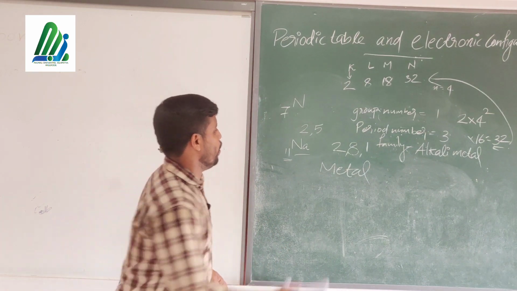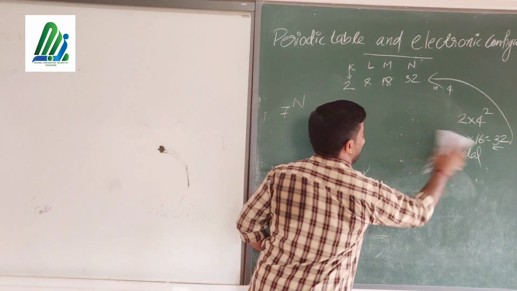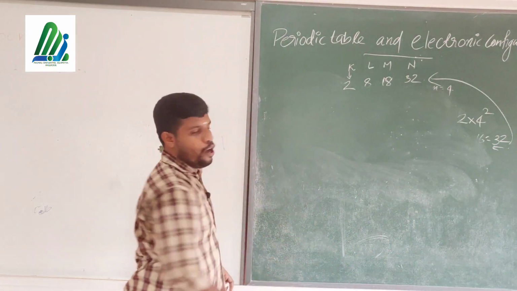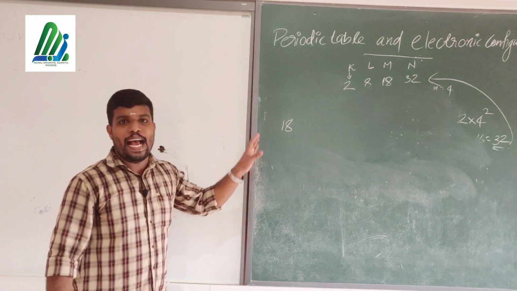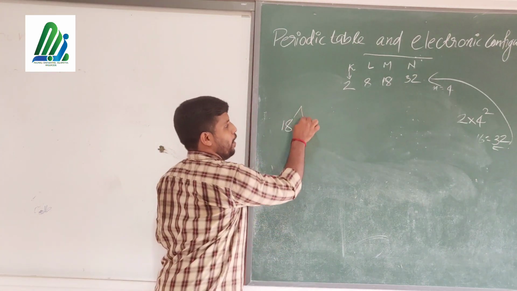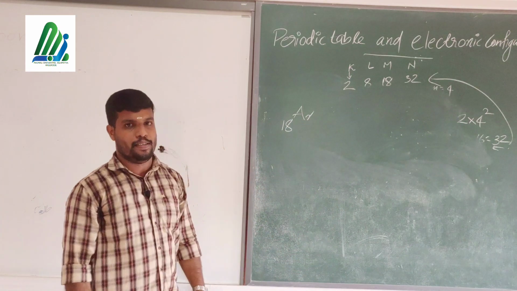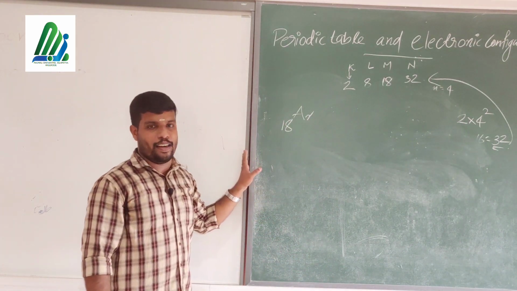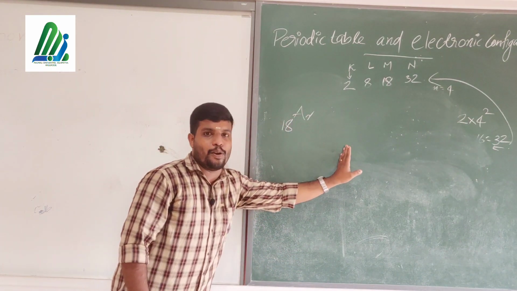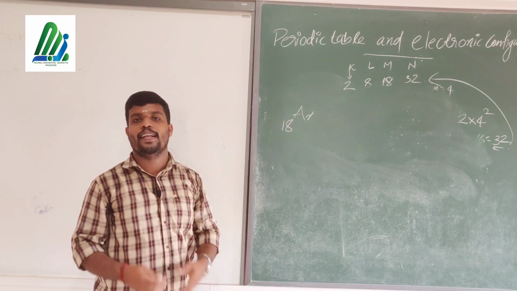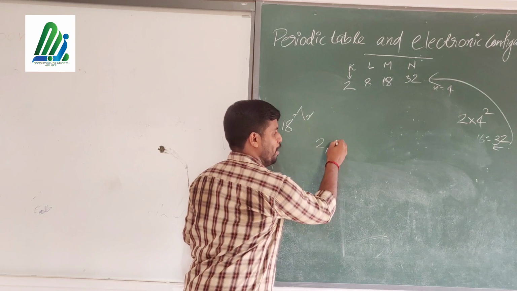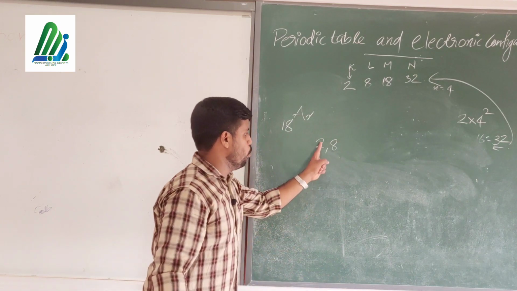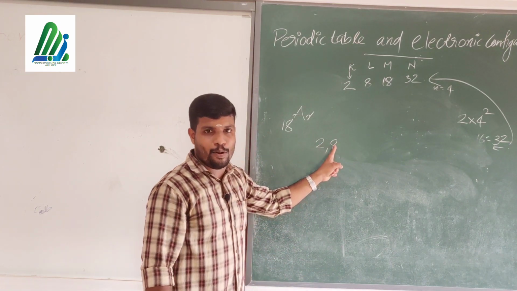Okay. The next one: write the electronic configuration of atomic number 18. Up to here we have studied atomic number 18, it is argon. Okay, we are going through the electronic configuration here. How do you write the electronic configuration? First 2 electrons are filled. Now how many electrons are filled?